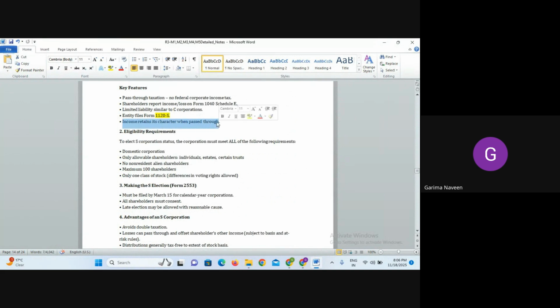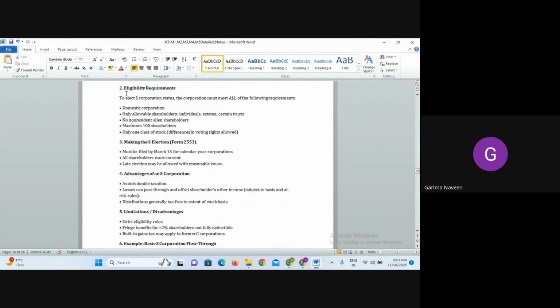Income retains its character when it is passed through. It means if there is income that is ordinary, it will be ordinary on the individual tax return also. If it is a capital gain, then it will be a capital gain when you flow through this income. That means the nature remains the same.